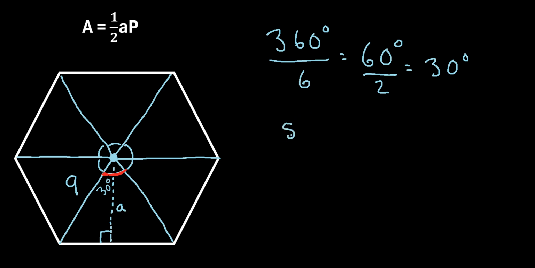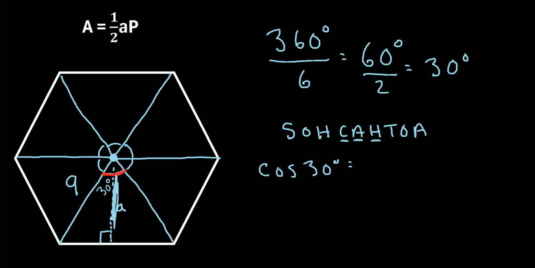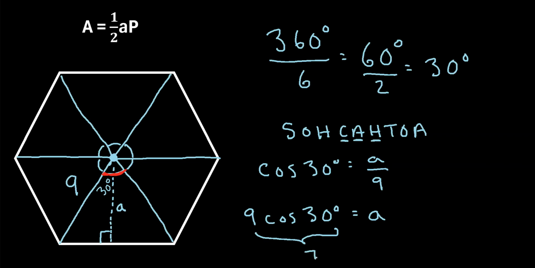So if you'll recall from trigonometry, the acronym SOHCAHTOA, the cosine of an angle is calculated as the adjacent side over the hypotenuse. So we can say the cosine of 30 degrees must be equal to the adjacent side. So the adjacent side is this A right here, the apothem, divided by the hypotenuse. So the hypotenuse of this triangle has a length of 9. So we'll write 9. So we can figure out what A is by doing 9 times the cosine of 30. So let's say 9 times the cosine of 30 degrees is equal to A, the apothem. So if you punch this into a calculator, you'll find that this is roughly equal to 7.8. So the apothem is 7.8.